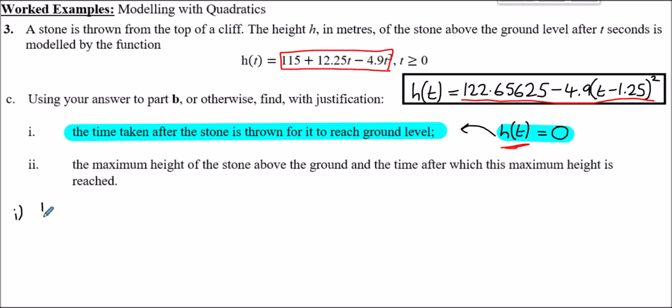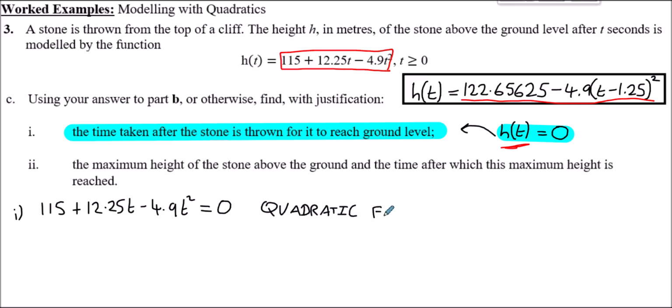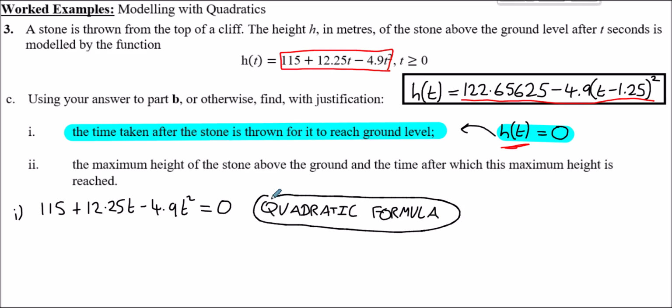So we need to rewrite 115 plus 12.25t minus 4.9t squared is equal to 0. We can now use the quadratic formula for this. So I'm just going to put in this bubble here using the quadratic formula. We can use the formula for this to work it out quite simply.